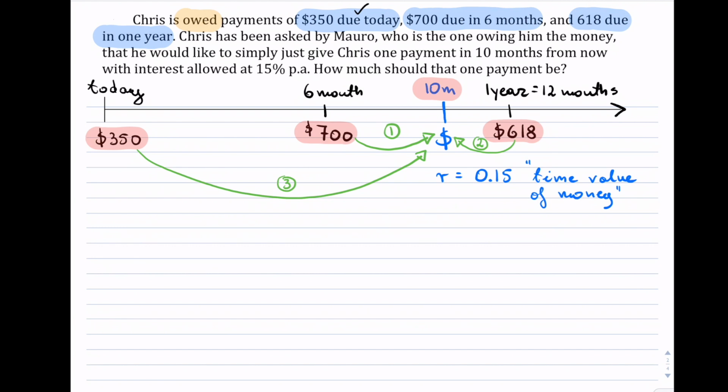If there was no interest, you can just add these amounts and you know exactly how much Mauro would have to pay. But because there is an interest of 15%, I can't just simply blindly add them. I have to move the values to 10 months, and then I have them at the same day, which is the focal date, and then I can add them and see how much Mauro would actually be paying in one payment.